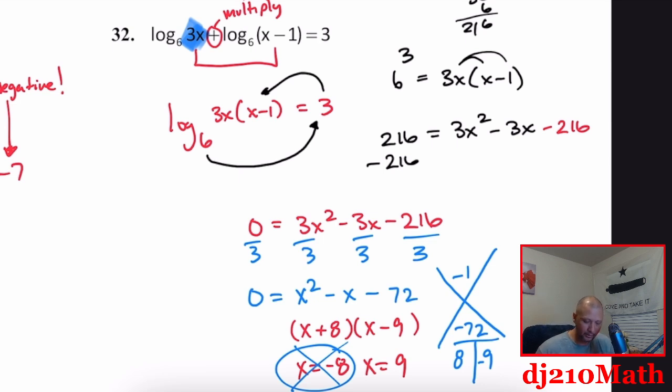So when we look at 9, we plug in 9. 9 times 3 is 27. That's good. 9 minus 1 is 8. Also good. So here, the final answer, x equals 9.